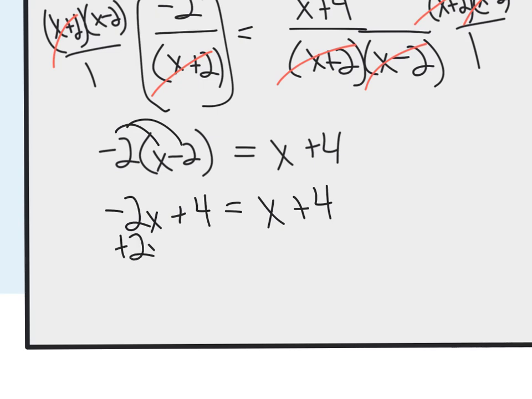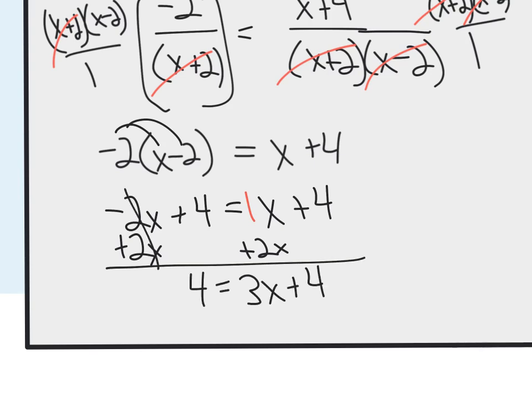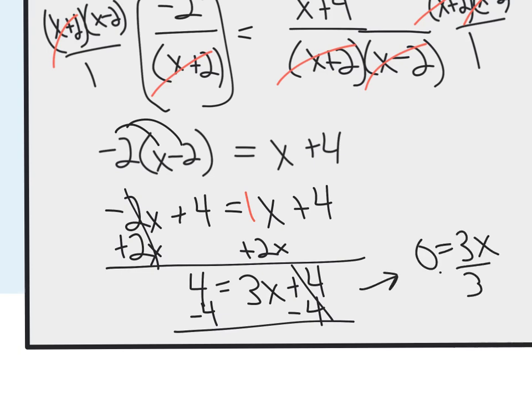So now we could add 2x on both sides. Remember, this is like a 1x over here. Then we could subtract 4 on both sides. And divide by 3. And we get x equals 0. It's only one solution, so we're probably safe with that.